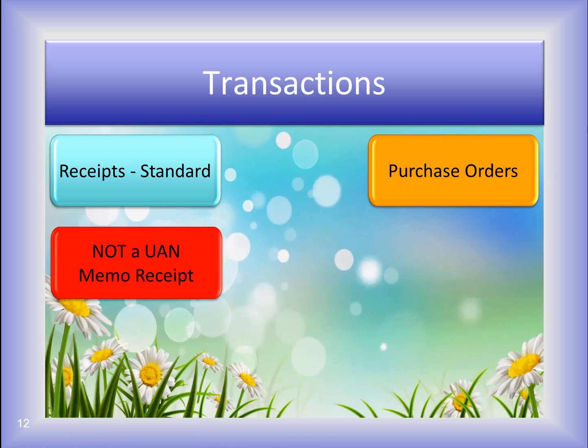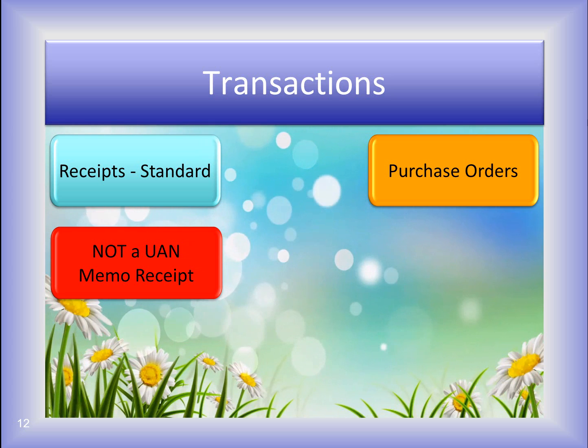However, it's not a memo type receipt in the UAN software. Do not confuse the terms. A UAN memo receipt must have the same vendor for the source of money and the payment of the fees, such as the county auditor tax distributions. It is not appropriate to use a UAN memo receipt to post these project memo entries through your financial records.